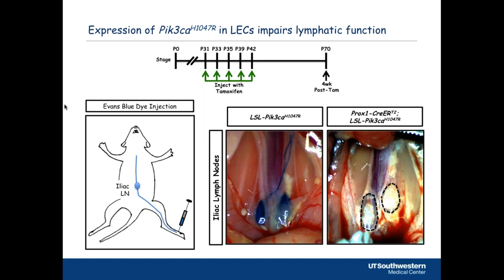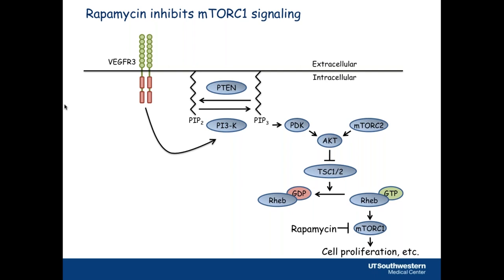In addition to assessing the structure of the lymphatic network in our control and mutant animals, we also assessed the function of the lymphatic network. In this experiment, we injected the hind paws of mice with Evans blue dye. Evans blue dye is picked up and transported by lymphatic vessels. In our control mice, we found that all the iliac lymph nodes filled with Evans blue dye. That indicates that the lymphatic network is functioning. In contrast, iliac lymph nodes in our mutant animals did not fill with Evans blue dye. So these results show that excessive PI3 kinase signaling in lymphatic endothelial cells impairs lymphatic function.